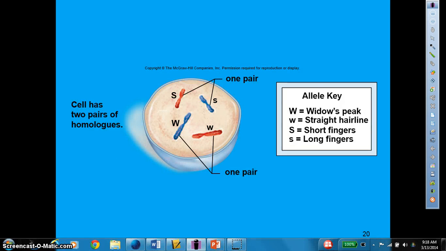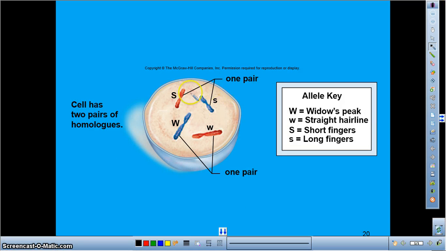So this cell has two pairs of homologs, and you'll notice that they are heterozygous. So this is a big S, this is a little s, this is a big W, this is a little w. Those are kind of hard to tell without the lines over them. So big W is dominant for widow's peak, little w is for a straight hairline, big S is short fingers, and little s is for long fingers. Let's come down here and change the slide.